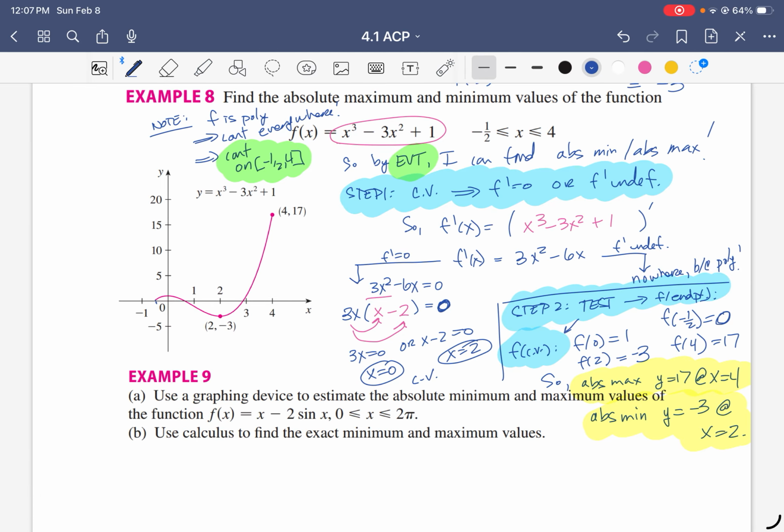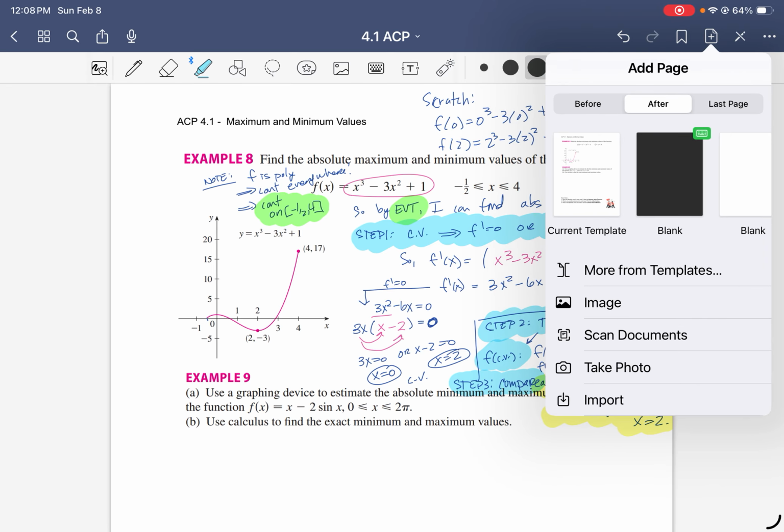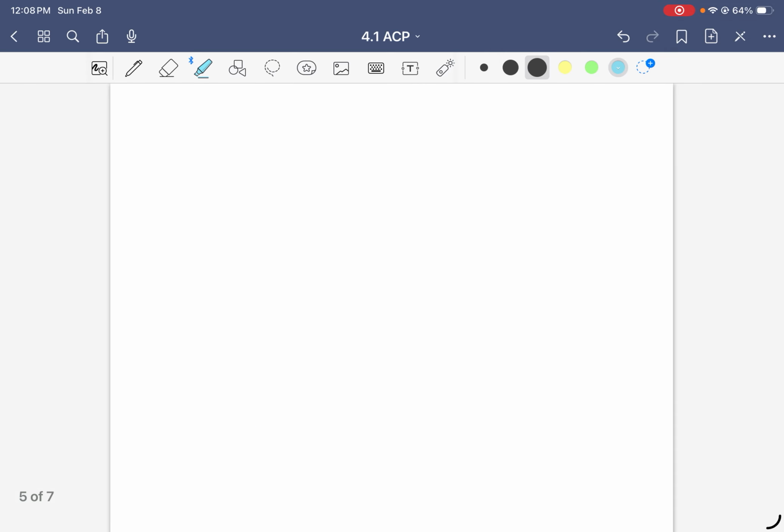And so step 3 is really to conclude, if we actually need that step. I mean, if you want to, you can call this step 3. Step 3 was just to compare. So that's step 3. So let's take a second and write that nicely. I'm going to do a page after, and maybe I'll make it a little bigger.